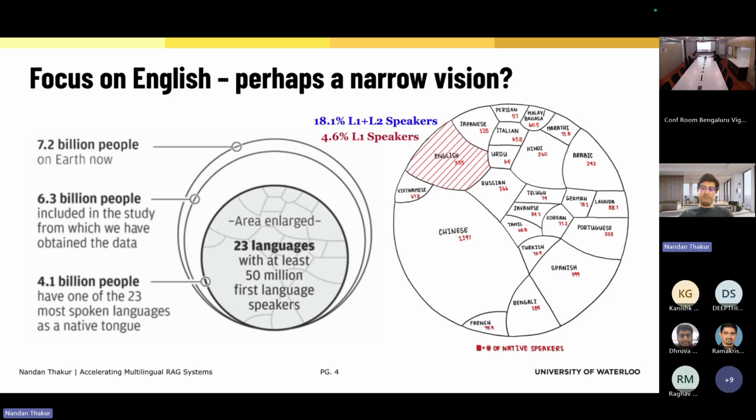So this was the motivation: to show that not all research should be focused on English, but we should also focus on different languages, which cater to more speakers across the world.